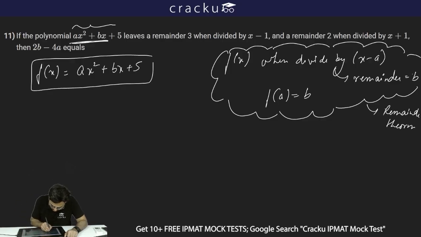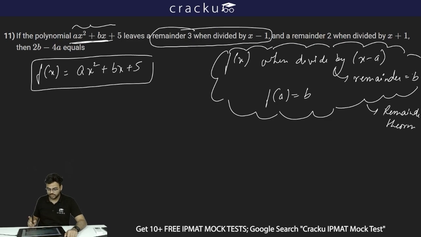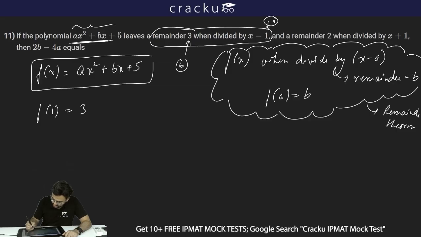Now it is given that this polynomial ax square plus bx plus 5 leaves a remainder 3 when divided by x minus 1. So I can write f(1) will be 3. This is my b value and this is my a value. So f(a) is equal to b, or I can write f(1) is equal to 3. So this is a into 1 square plus b into 1 plus 5. So a plus b plus 5 is equal to 3, or I can write a plus b is equal to minus 2. This is my first equation.